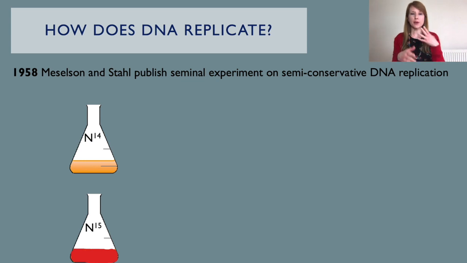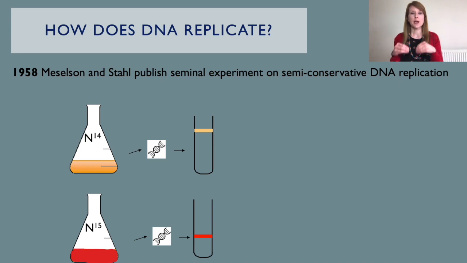So you can see in my diagram I've got an orange culture representing the nitrogen-14 media and the red culture showing the nitrogen-15 media. So what they then did was extract the DNA from both cultures and spun them very, very fast in an ultracentrifuge in a solution containing cesium chloride, which, when it's spun at very high speeds, allows a density gradient to form. So this resulted in a higher band for those that had been grown in nitrogen-14 because it's lighter, and a lower band on the test tube for those that had been grown in nitrogen-15 because obviously it's heavier.